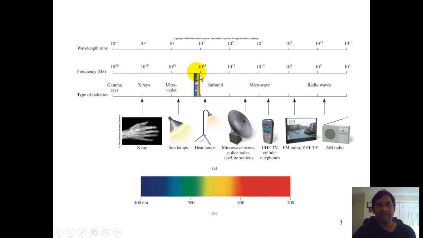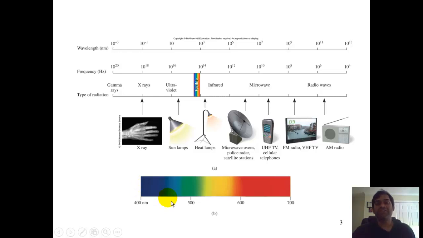You have a sliver here that we can actually see. Okay, so that's the visible region of the electromagnetic spectrum. The visible region of the electromagnetic spectrum are the colors. There's 7 principal colors, and it's ROY G. BIV: red, orange, yellow, green, blue, indigo, and violet. So here you have sort of the low energy end, and here you have the high energy end.